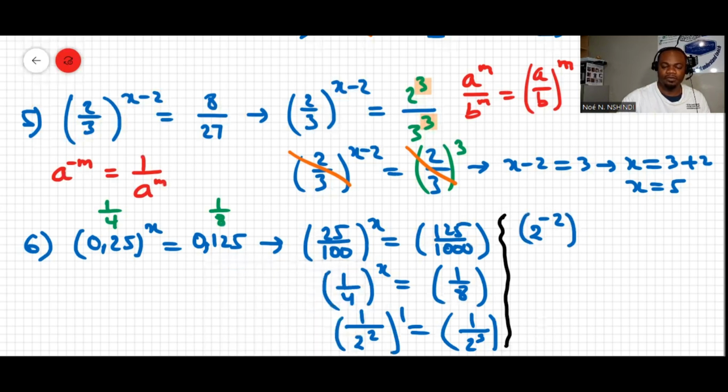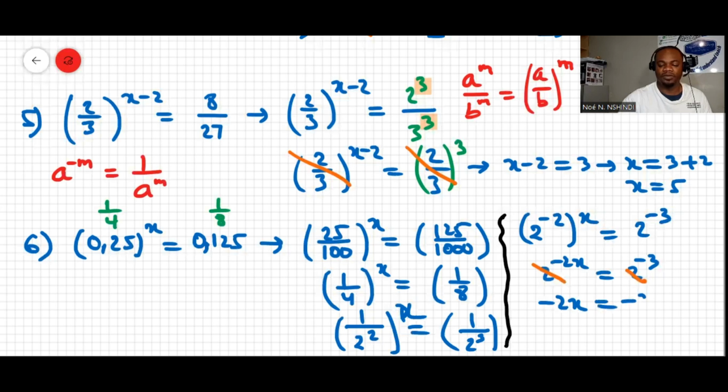To the power of x, and that was x there, equal to 2 to the negative 3. That makes 2 to the negative 2x equal to 2 to the negative 3. So the bases are common, we can just drop the bases, and then we have negative 2x equal to negative 3. Now, to get the value of x, we divide by negative 2, and then x will be equal to positive 3 over 2. Okay?